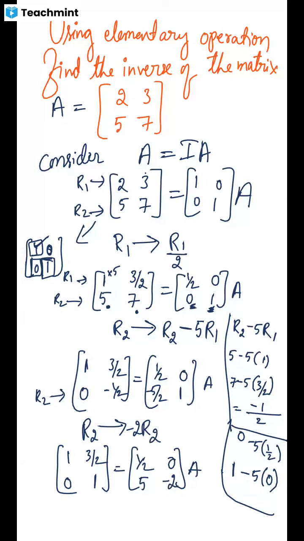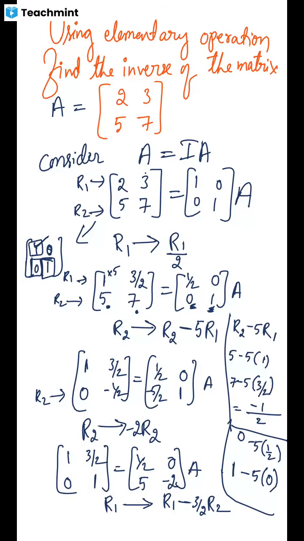So what to do is, now in this place where I have 3 by 2, if I get a 0, my work is done. So what I will do is, to get 3/2 plus a 0, I take another row R1, so R1 tends to R1 minus 3/2 R2. 1 again on 3/2 multiply, 3/2 into 1, 3/2 minus 3/2 is 0. That's why I take R1 minus 3/2 R2.